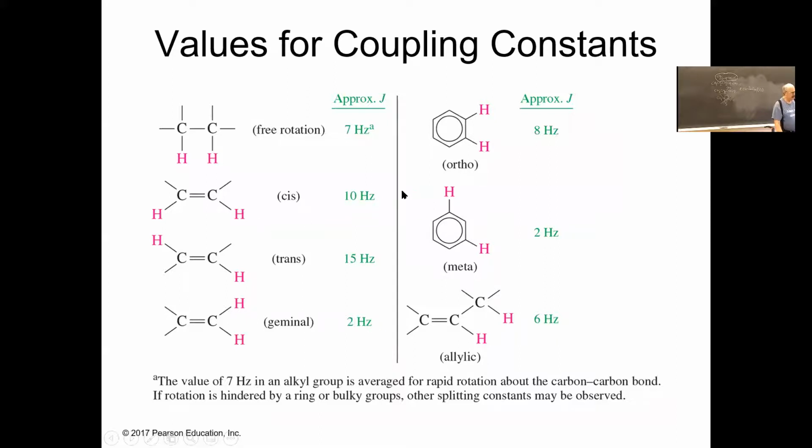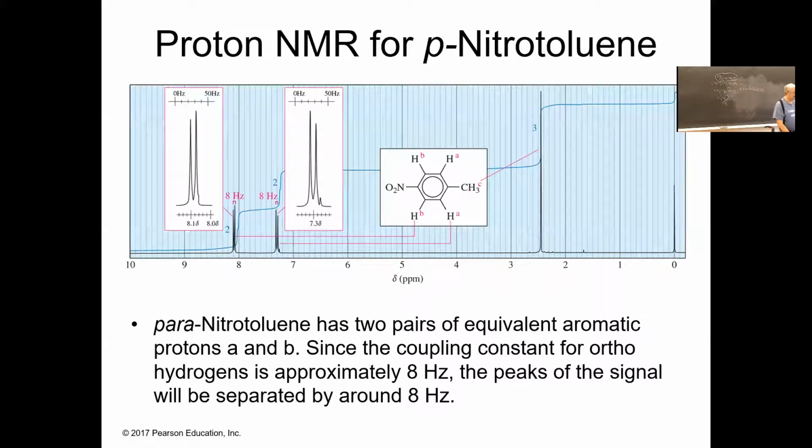All right, so one of the main values of coupling constants is with these 3 groups here. You can distinguish between cis, trans, and geminal hydrogens using coupling constants. You can also distinguish ortho, meta, and para, and allylic coupling constants as well.